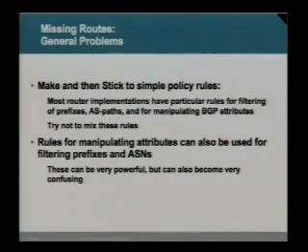Okay. General problems, make and then stick to simple policy rules. Most router implementations have particular rules for filtering of prefixes, AS paths, and manipulating attributes. Try not to mix them, especially if you're fairly new to this. Rules for manipulating attributes can also be used for filtering prefixes and AS numbers. As I said earlier, they can be very powerful. You can see some really amazing configurations.